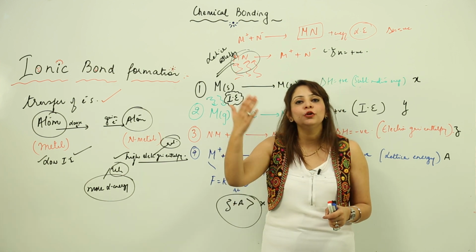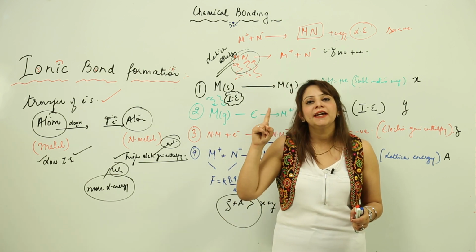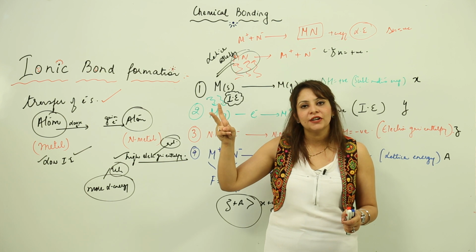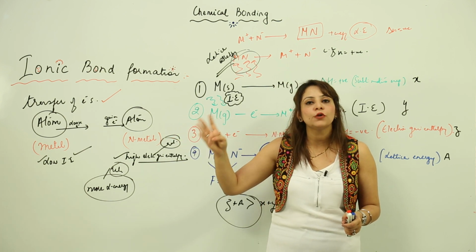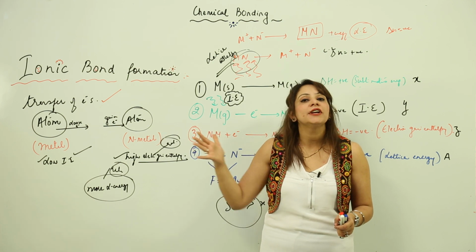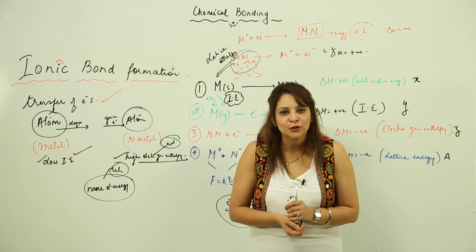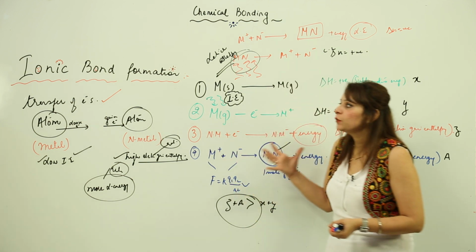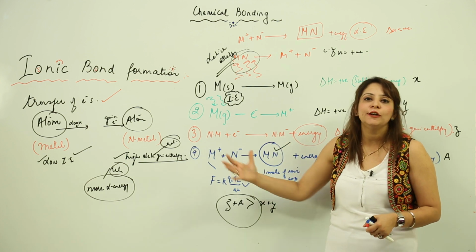So these are the characteristics of ionic compounds. One, they are solid. Second, they arrange themselves in a crystalline structure. Third, they have high melting and boiling points. Fourth, they are soluble in polar solvents. Fifth, they are good conductors of electricity. And last but not least, they show ionic reactions which are fast in nature. So this is the ionic bond formation and the factors that influence it.